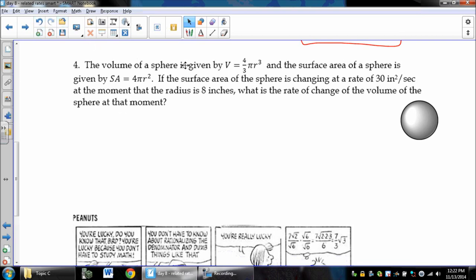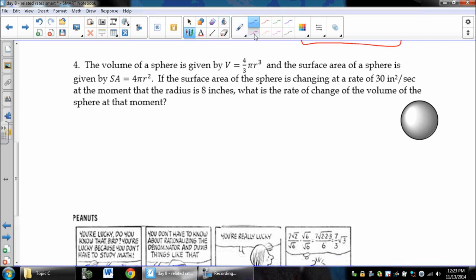So here's related rates where we have the volume of a sphere and the surface area of a sphere. And if the surface area is changing at a rate of 30 square inches per second at the moment that the radius is 8 inches, what's the rate of change of the volume of the sphere at that moment?